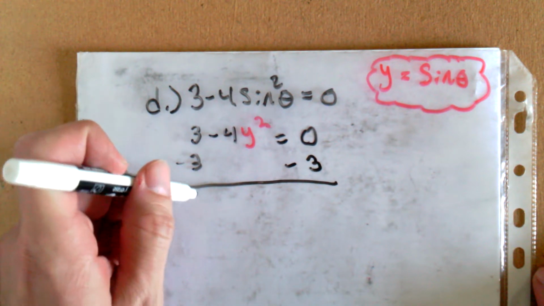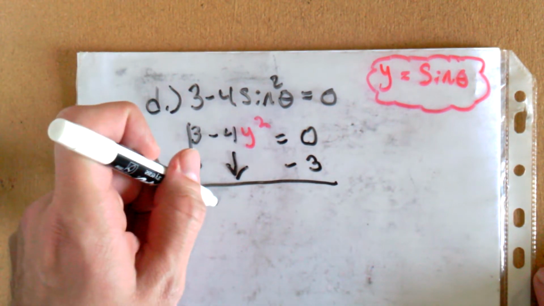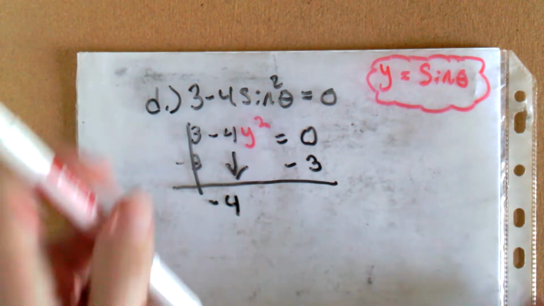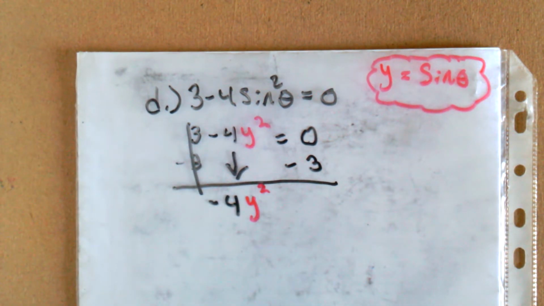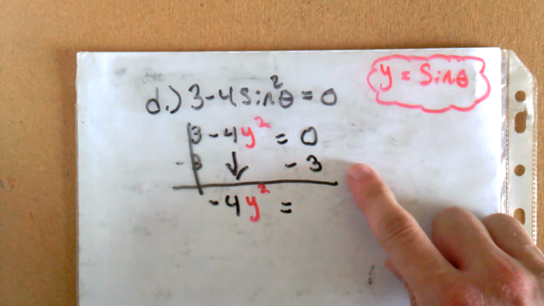3 minus 3 is 0. That cancels out. We can bring everything else down, so we get negative 4y squared equal to 0 minus 3. Remember that 0 minus 3 gives us negative 3.